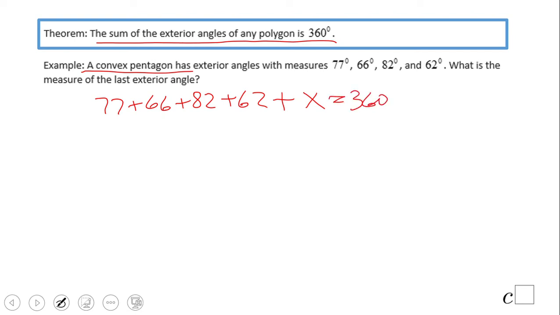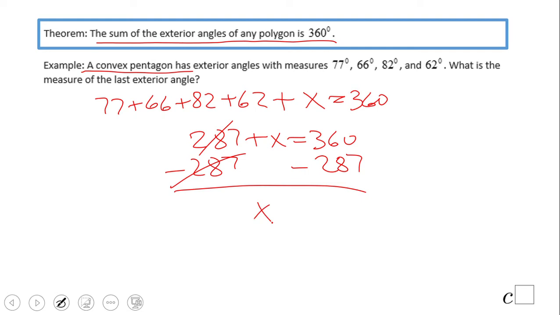So we're going to add 77 plus 66 plus 82 plus 62, the 4 given angles. That is 287 plus X equals 360. And obviously the last step will be to subtract 287.